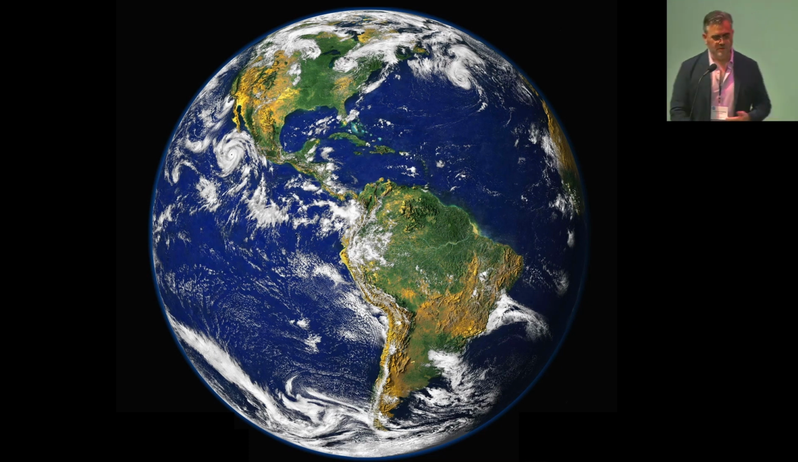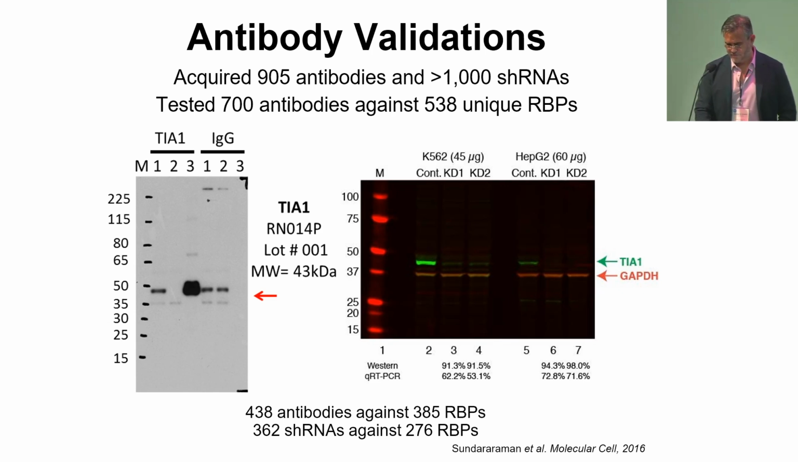And so the first step that we actually had to do was identify all these antibodies that recognize the RNA binding proteins. And we did this by literally scouring the earth for antibodies. This is a slide from many years ago, but we basically have acquired thousands of different antibodies and tested all of them for which ones work and which ones don't. And this is just one example for this protein TIA1, where we show that this protein can be pulled down efficiently by that antibody.